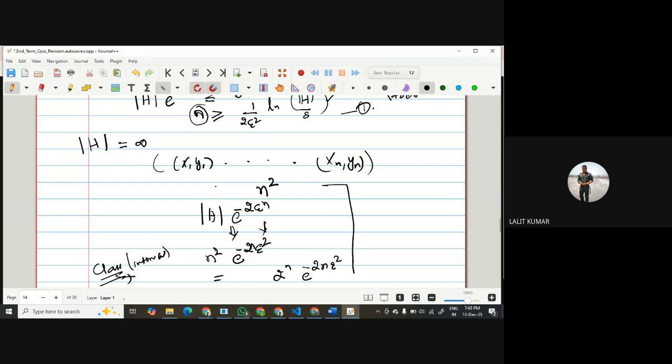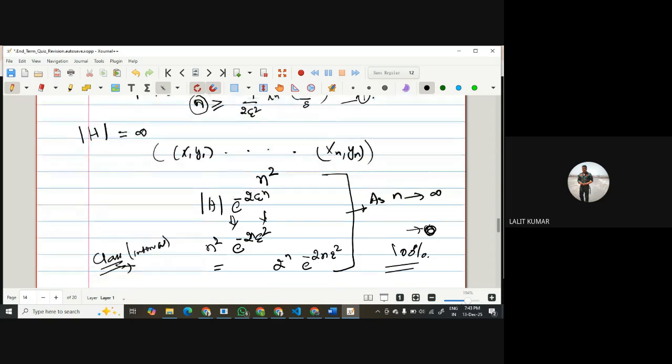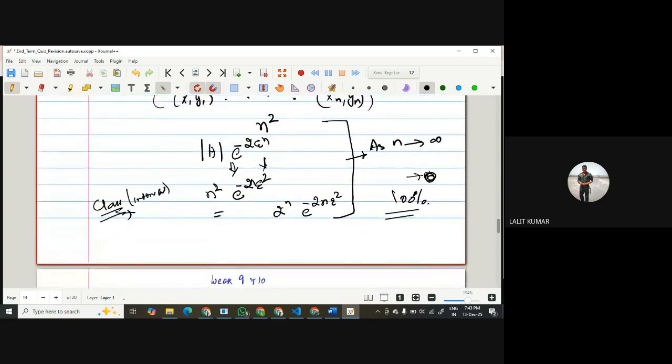The main takeaways from all three is that as n tends to infinity, this value tends to 0. So I can say with 100% assurance that my error, which is the train error and test error, will differ by epsilon with 100% confidence. These are the main takeaways from week 7 and week 8.